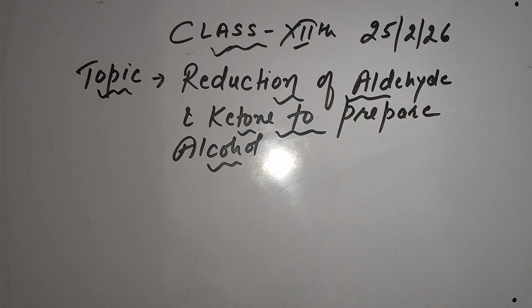Hello everyone, class 12th. Topic is reduction of aldehyde and ketone to prepare alcohol. In the series of preparation methods of alcohols, we have the next preparation method, reduction of aldehyde and ketone. Let's check.